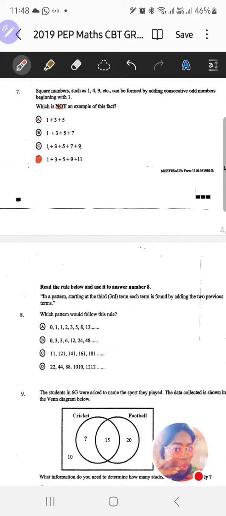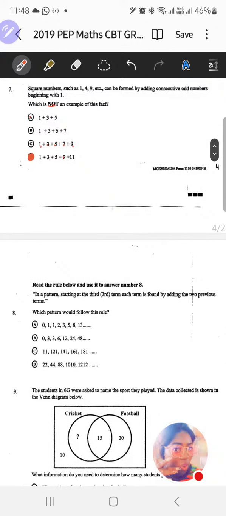Okay, let's look at number 8. Read the rule below and use it to answer number 8. In a pattern starting at the third term, each term is found by adding the two previous terms. Which pattern would follow this rule? So the rule is that in the pattern, the third term is the sum of the two terms before it.